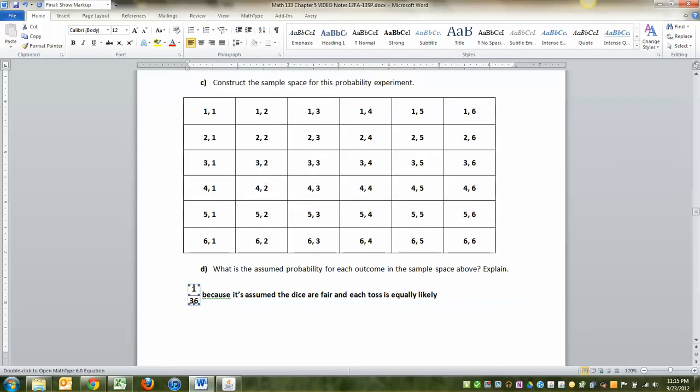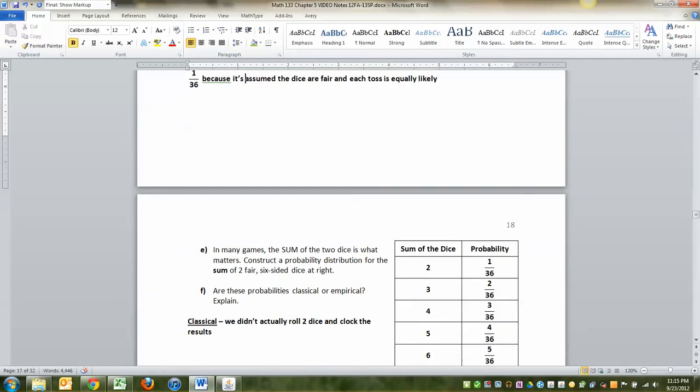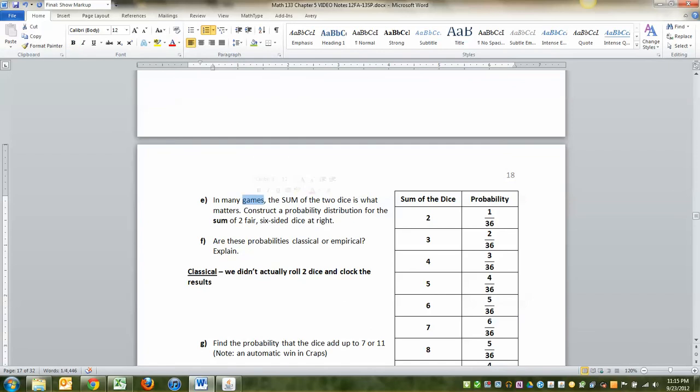All right, so with that, we will move on to the next bit and say, okay, if that's the case, in a lot of games, they don't want to know what the two dice were separately. They want you to add them up. You want the sum of two dice is what really matters. Like Monopoly is one of those games. So construct a probability distribution for the sum of two fair six-sided dice. Not a sampling distribution, that's something else.